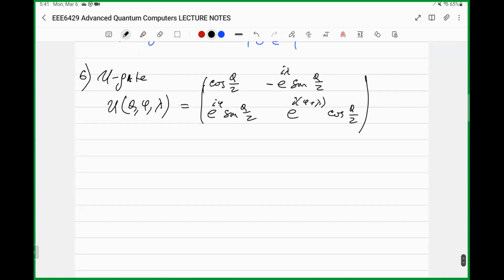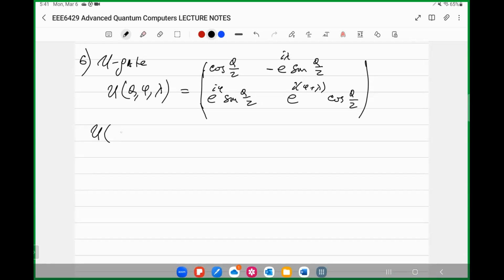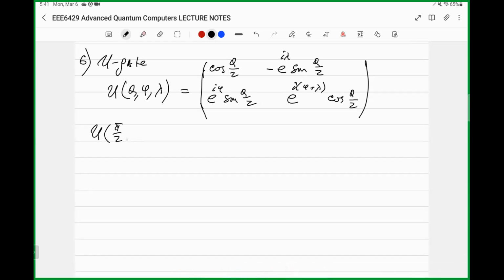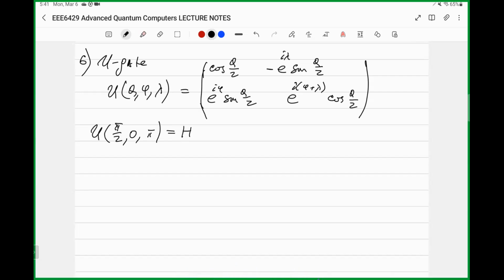So yeah, this matrix basically represents all the gates that we discussed so far. For example, the gate with parameters pi over 2 for theta, 0 for phi, and pi for lambda is nothing but the Hadamard gate, etc.